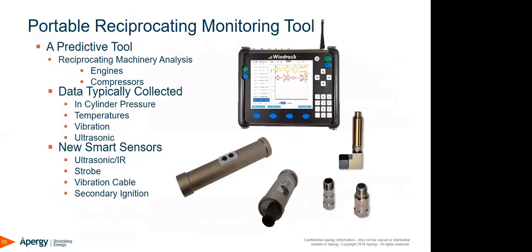So now we'll step into some of the tools and devices that are used with the 6400. It's really a predictive tool. You go out, capture data, then you've got to analyze it and know what those dynamic curves mean. It's mainly used on engines and compressors. Most of the typical data collected is cylinder pressures, temperatures, vibration, and ultrasonic. Some of the smart sensors are ultrasonic, strobe, and vibration.